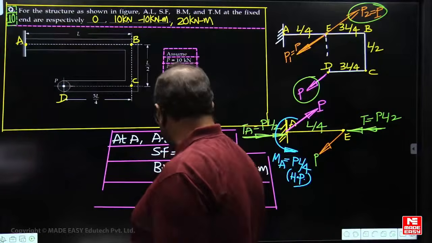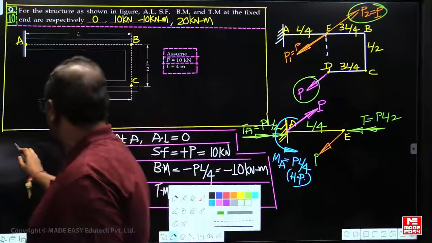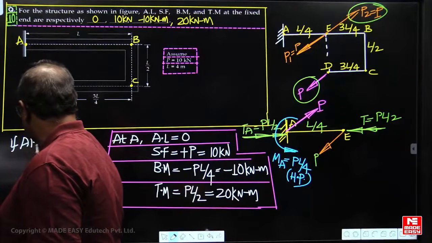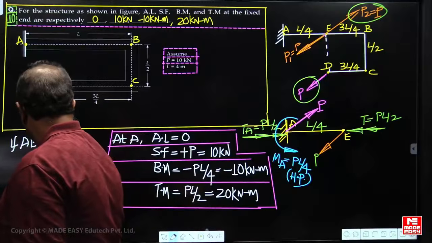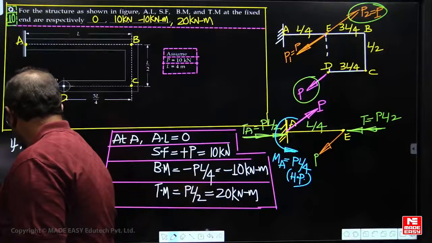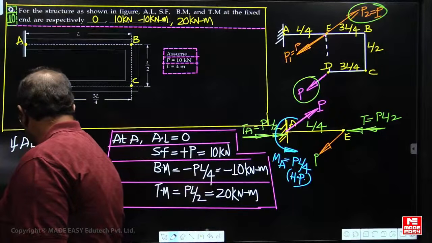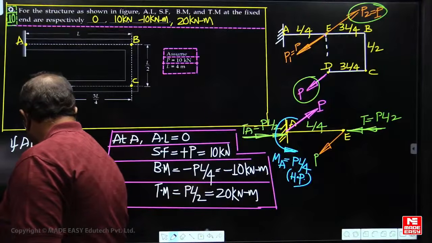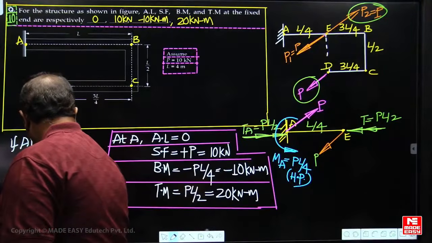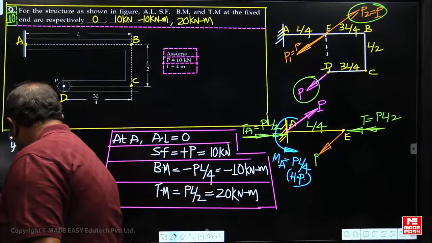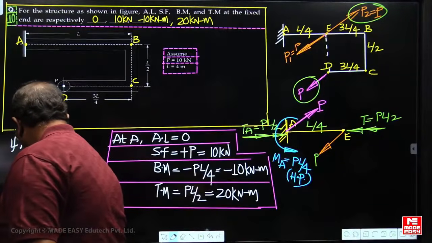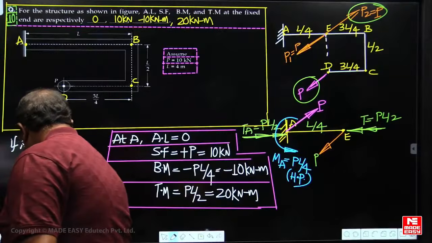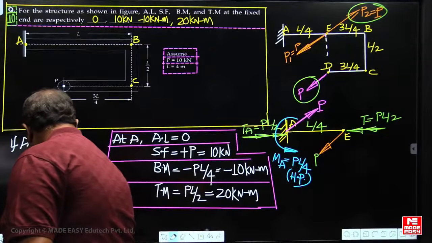This I did in the class, but what is asked in the exam? If AB and CD are the same length, then what are the answers? Axial load is 0. Shear force is the same, plus 10. Bending moment is 0. And twisting moment is plus 20.